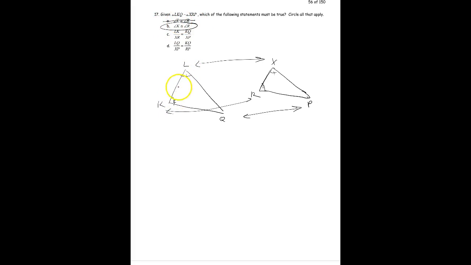LK over XR, so those are corresponding sides, equals KQ over XP. That's not going to be true because those are not corresponding sides. LK is corresponding, so this part would be okay, but KQ should correspond with RP and not XP, so that one's not true. And then the last one is LQ over XP. Those are corresponding sides. KQ over RP, also corresponding sides and in the right order. So that one's also true. So the answer to this one is B and D.